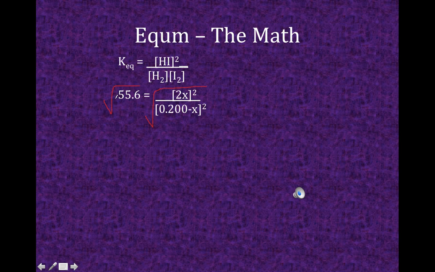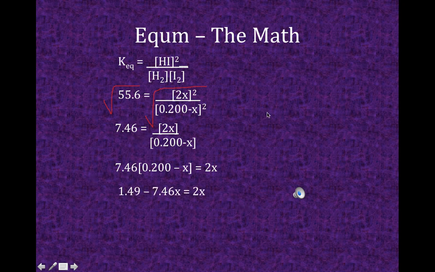So that's what we're going to do. We're going to take the square root of 55.6, keep it there. And we're going to take the square root of this over this, 2x over 0.200 minus x. So we'll get our square root there. Now we're not going to get a quadratic. We're going to get an expression and solve for x. So we're going to bring this up across the equal sign. So all we've done is rearrange. That's moved up here. Now we're going to expand it out.